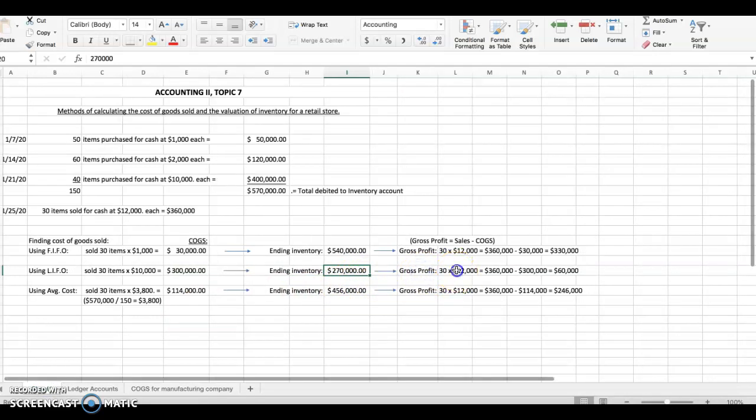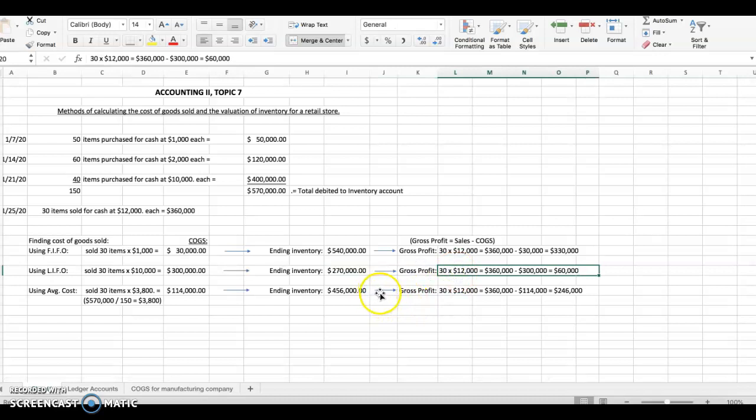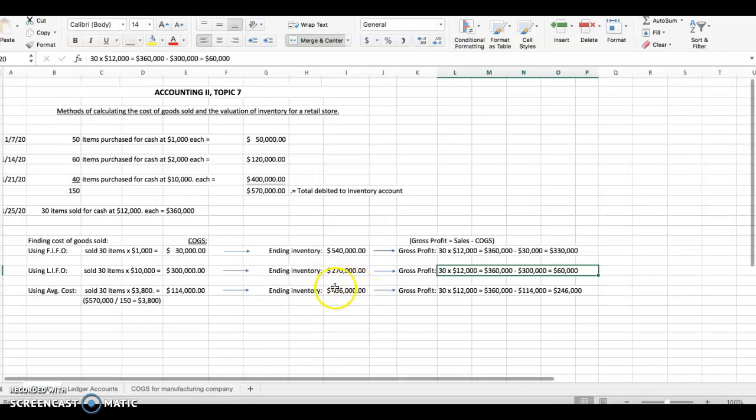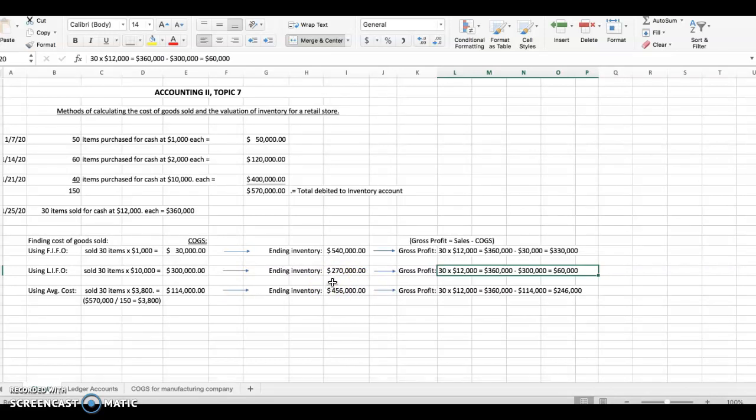And again, the gross profit here is the total sales, which is still the same. We use the same scenario here. We sold 30 items at $12,000 a piece, totaling $360,000. We subtract now the cost of the goods sold. That's how we figure gross profit. Subtract the cost of goods sold, and you have a gross profit of $60,000. An incredible difference between the first in, first out and the last in, first out.